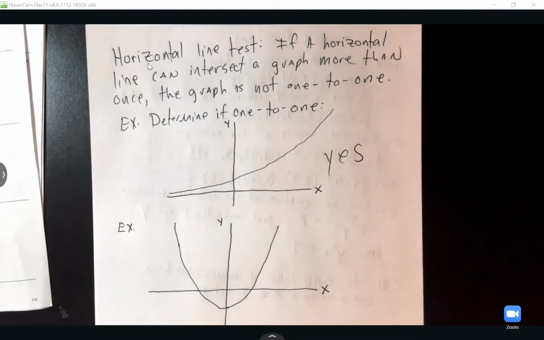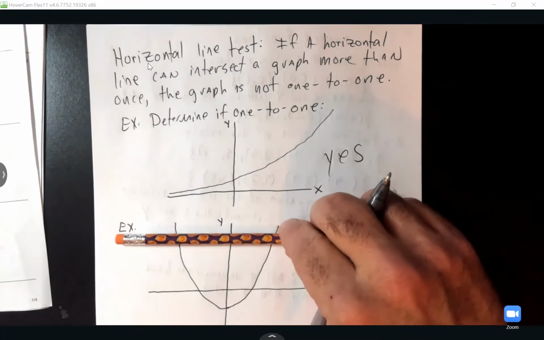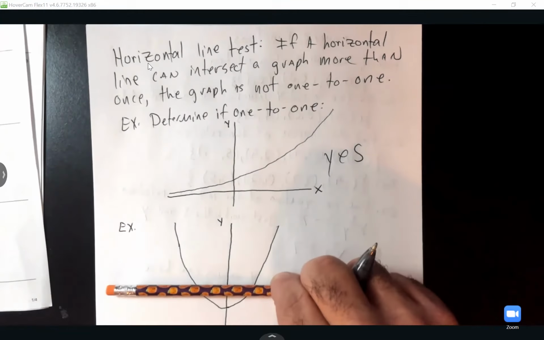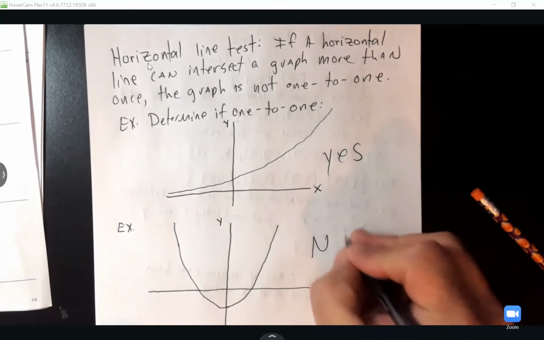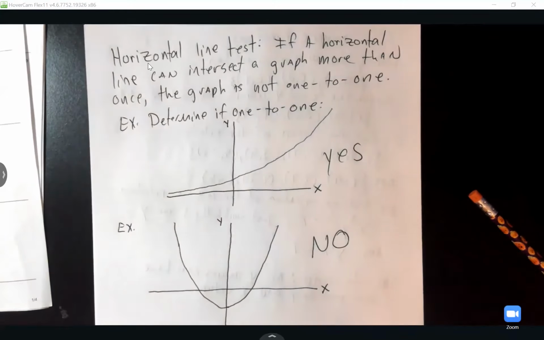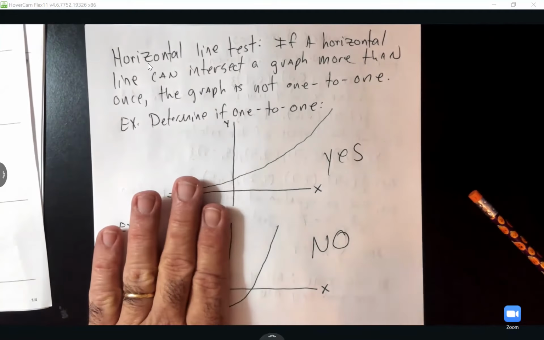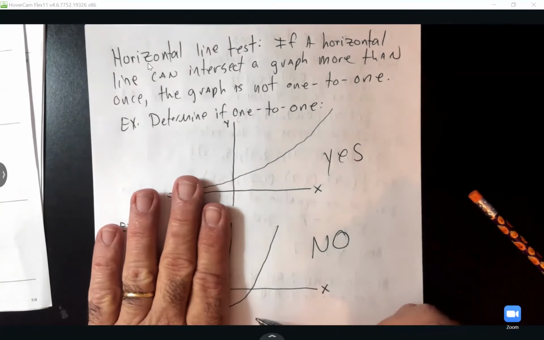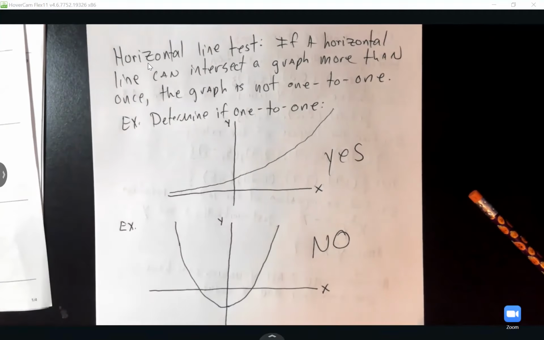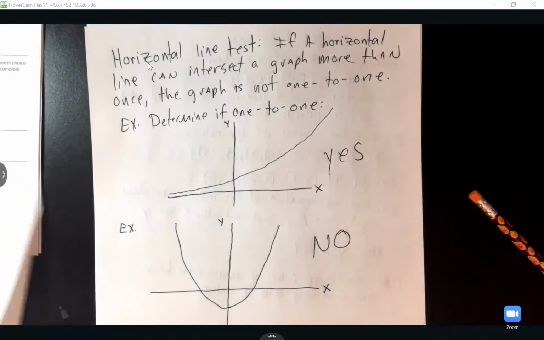Kind of respond to someone, get on here. So definitely that's a no because it hits it on both sides. So that was a no. Now, I'll tell you what we do on this kind of stuff. We can restrict the domain and say, hey, for all x's greater than 0. So if we said x's were greater than 0, you just got half of that parabola. Well, if you just have half that parabola, then it would be a yes, okay? But like it is, that is definitely a no.